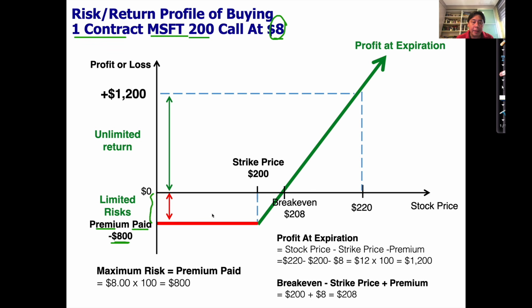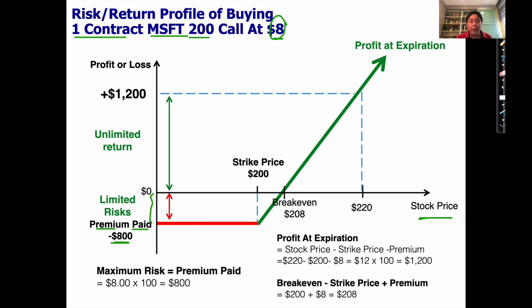Now, at the same time, if the stock price goes to infinity and beyond, how much could we make in terms of profit? If the stock price goes up, the higher the stock price goes, the higher the profits we will make. Remember, when the stock price goes up, the value of the call options goes up. So remember, when you buy a call, it's always limited risk, unlimited return.